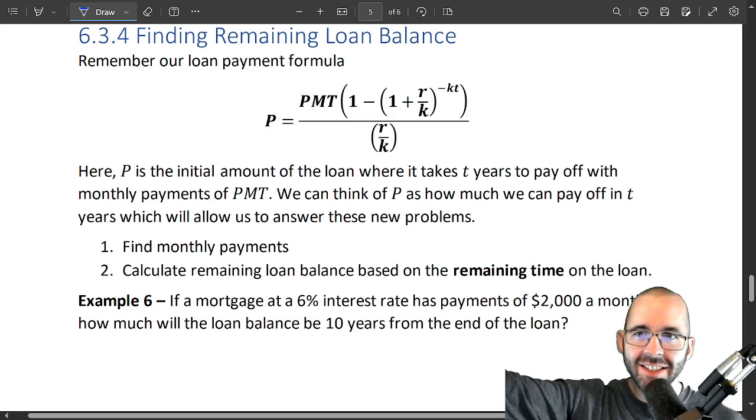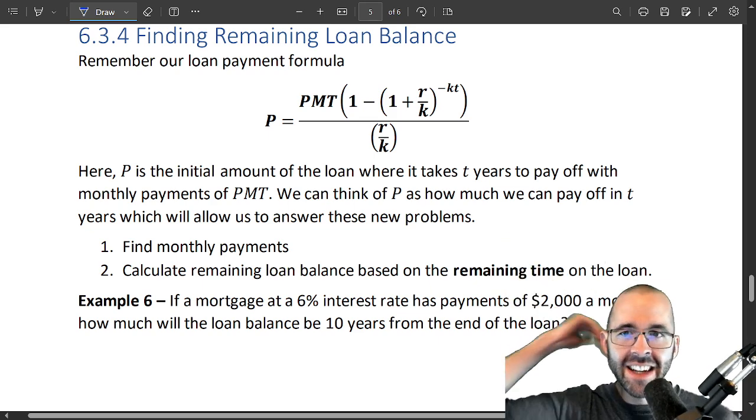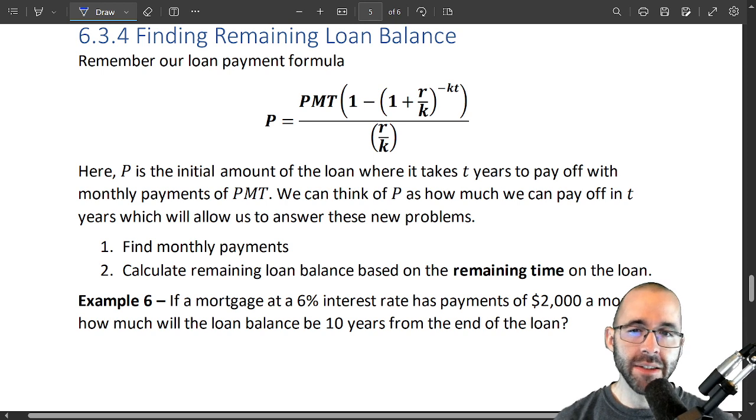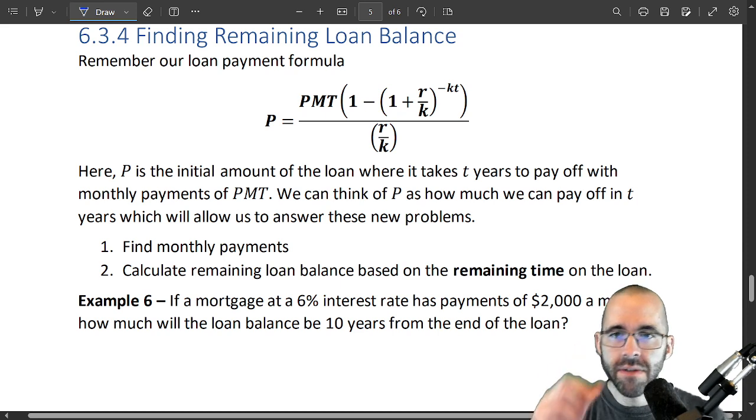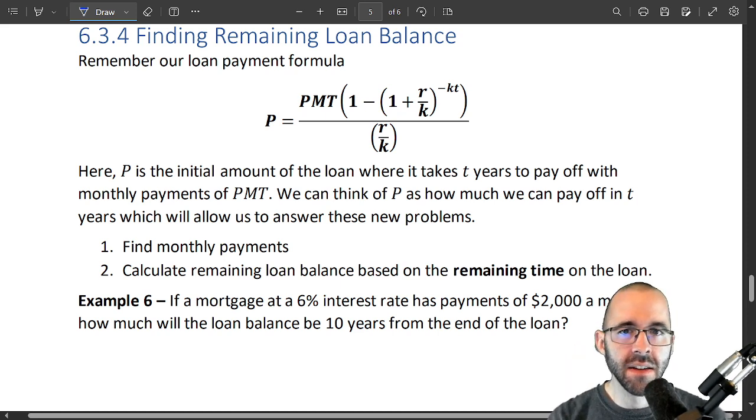The last section of chapter 6. All right. How do we find remaining loan balance? So the short answer is we've already done it. Remember our loan payment formula. This says that it takes T years to pay off a loan of P.